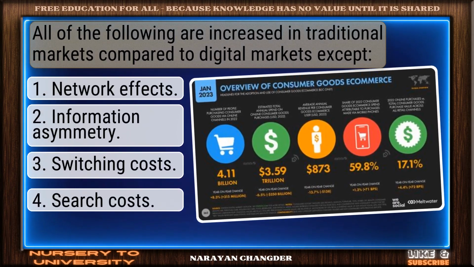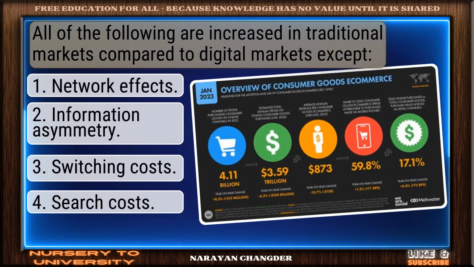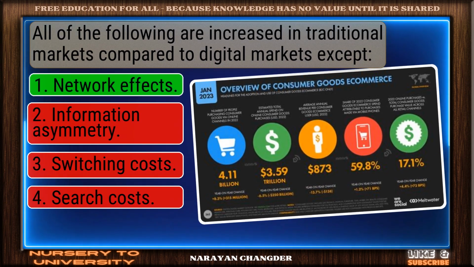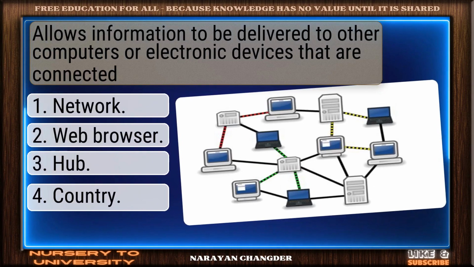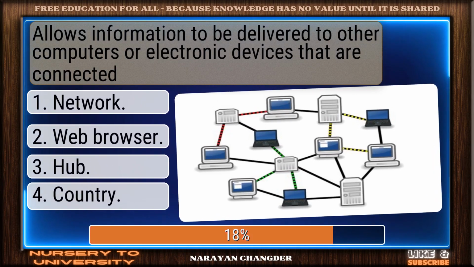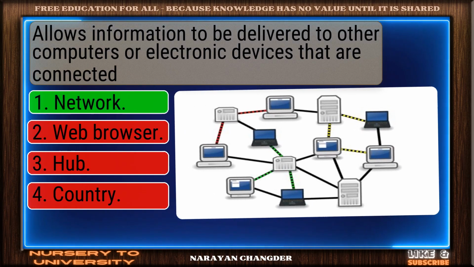All of the following are increased in traditional markets compared to digital markets, except smart move. Network effects is accurate answer. Allows information to be delivered to other computers or electronic devices that are connected. Smart pick. Network is correct.